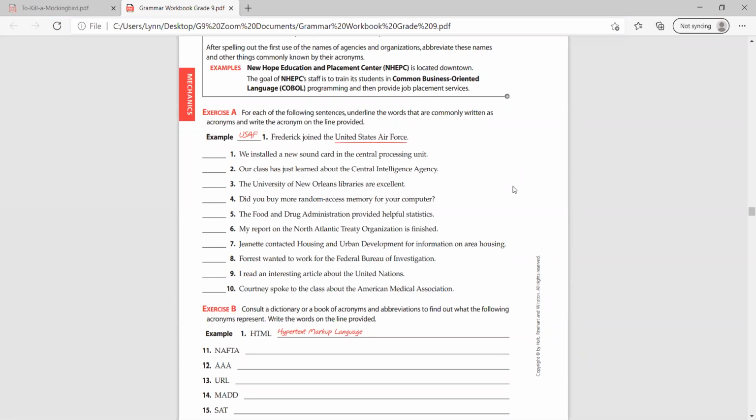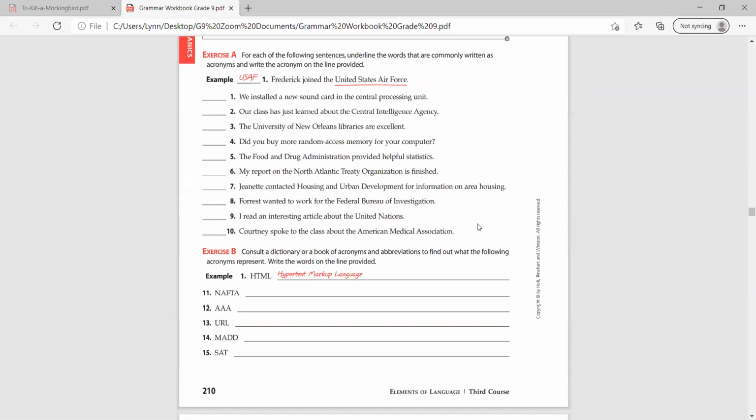Did you buy more random access memory for your computer? Random access memory will be RAM. Correct. The Food and Drug Administration provided helpful statistics. Food and Drug Administration will be FDA. Excellent. Thank you so much, Mihad. All right, Della, will you do 6 through 10, please? Okay.